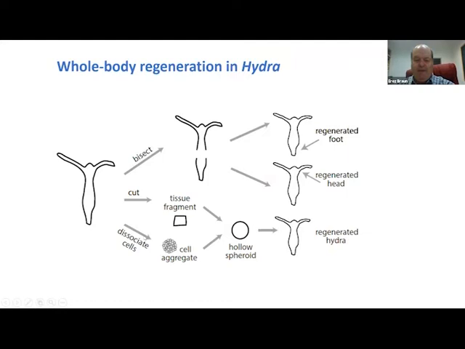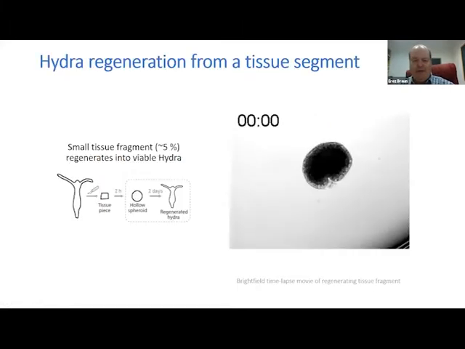But then, to the surprise of people, even if you dissociate the cells, you put it in a blender and dissociate the cells, you take some of the cells and you aggregate them. If you have a critical mass, which is not very big, it starts to organize. Eventually, it folds into a hollow spheroid and makes the entire animal. So Hydra is a champion. I don't know any other animal that can do this type of regeneration.